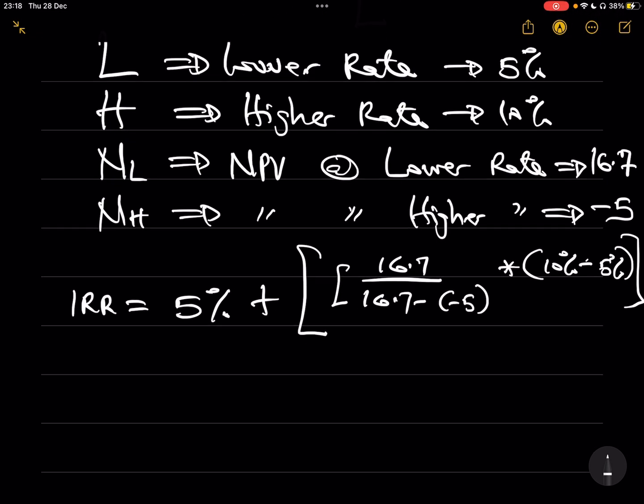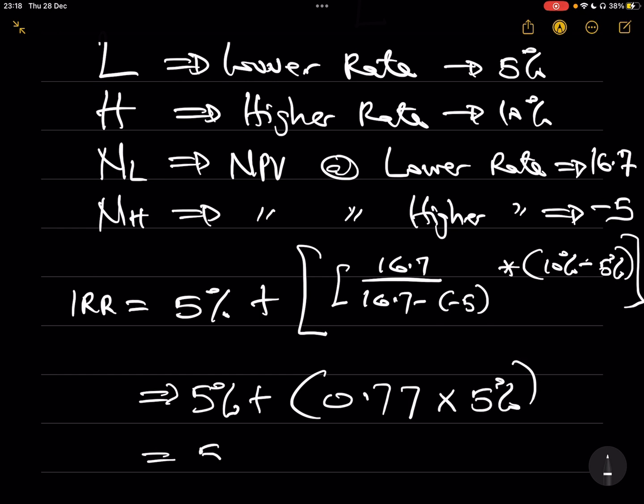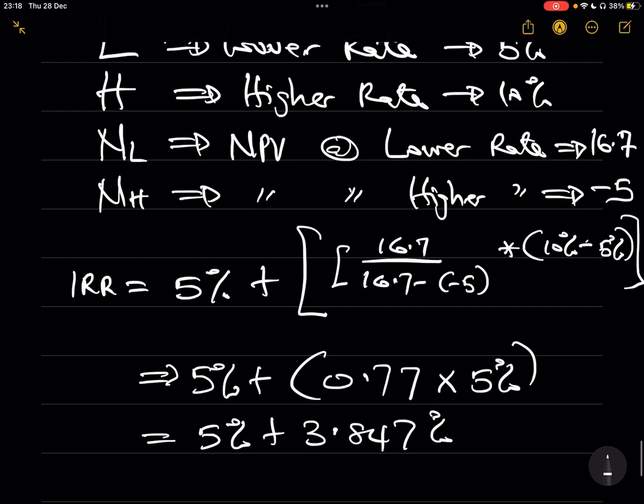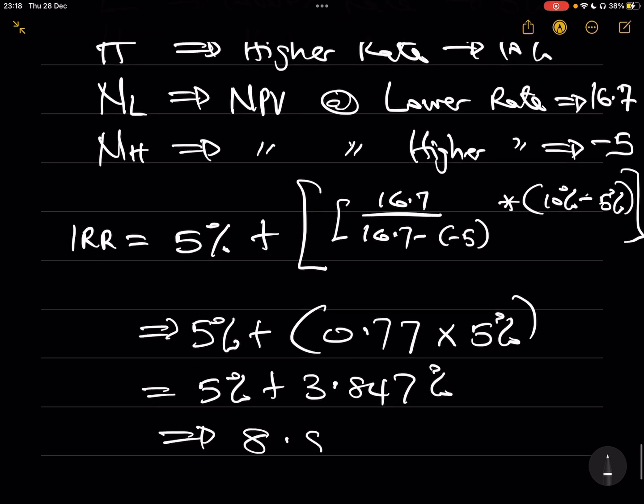That is it. Then with this, we get 5% plus, 16.7 minus minus 5 will turn to positive, so that's 21.7. So I can do 16.7 divided by 21.7, which equals 0.769. So let's say 0.77 multiplied by 5%. That equals 5% plus 3.84%, and that equals 8.85%. So this is the IRR for that bond.